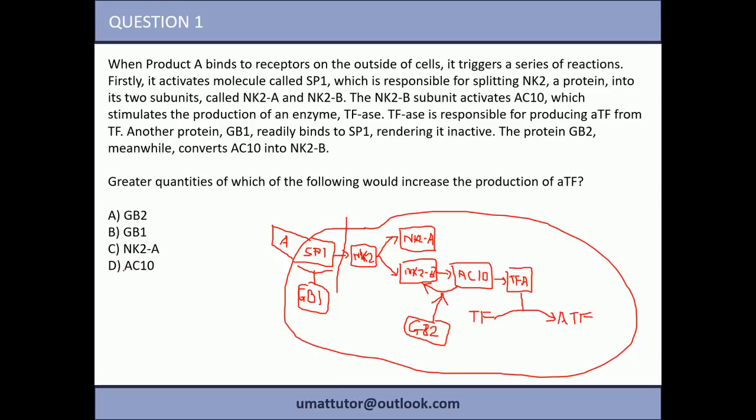And just finally D, which we assume must be correct at this point, AC10. As you can see, if there's more AC10, as I mentioned before, there's more TFA. If there's more TFAs, then that means more TF is converted into ATF, and therefore you'll get more production of ATF, which is what the question is asking. So for that reason, the answer would be D.